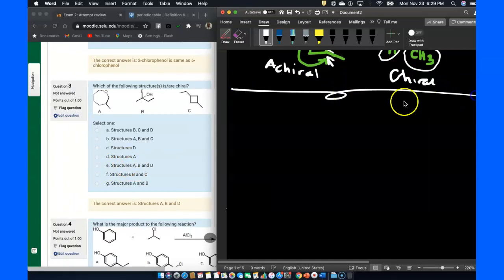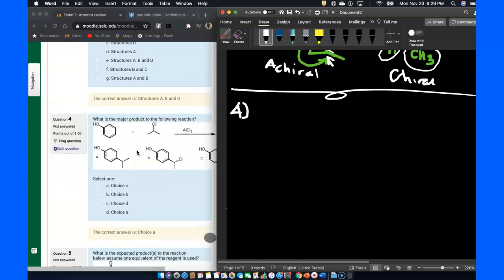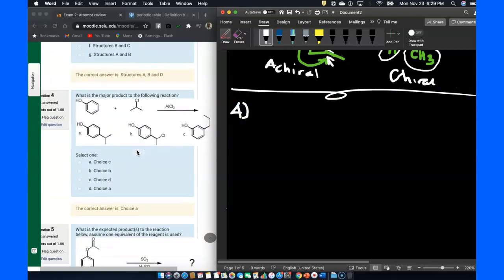Let's move on. Question 4. What is the main product of the reaction below? Okay, so the first thing you want to understand is OH is an electron donating group. And the way I know that is because the oxygen has a lone pair that can be donated into the ring, making the ring very electron rich and reactive.